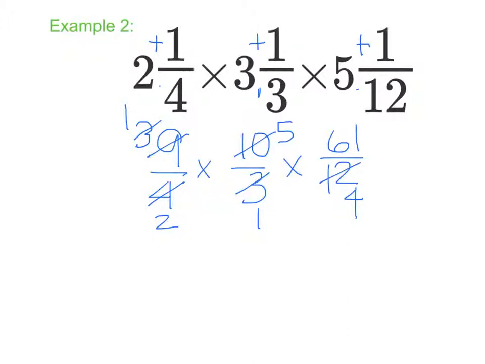When I multiply 5 times 61, I get 305. And in the denominator, when I multiply 2 times 1 times 4, I get 8. I'm going to leave this answer in improper form. It's okay to do that as long as the instructions did not specify to put the answer into mixed number.